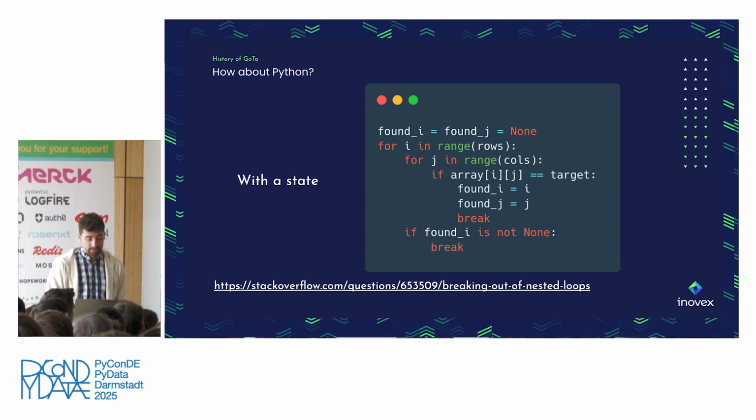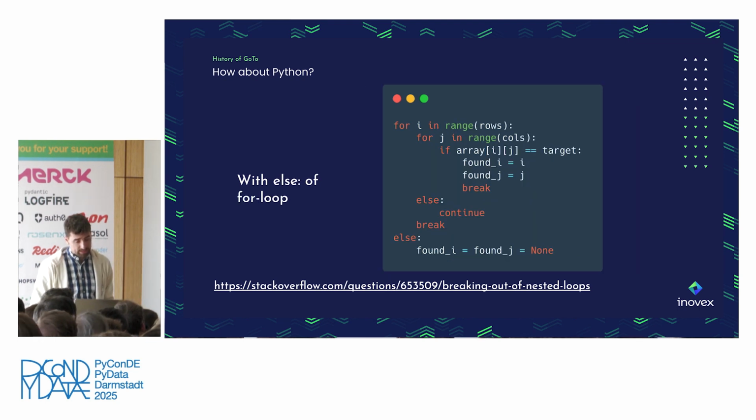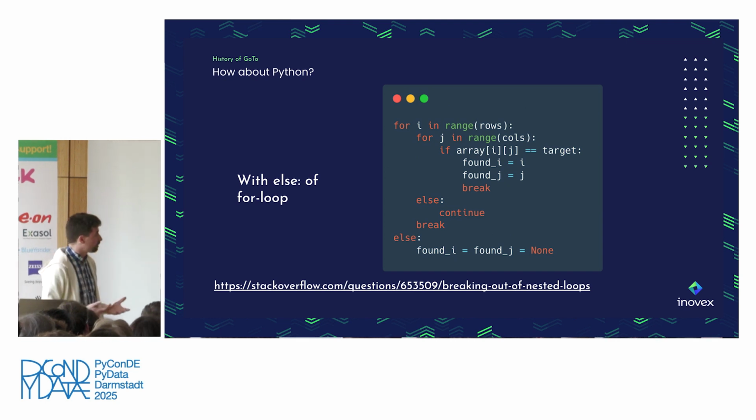But does this really look readable? Not really. And there is a huge Stack Overflow discussion about how to solve this problem. If you're interested, these are just some examples of how you can do it. Another one is to use the else statement. As a small question, how many of you know that there's an else statement in a for loop? I would say that's like 50%, 50, 60. Wow.